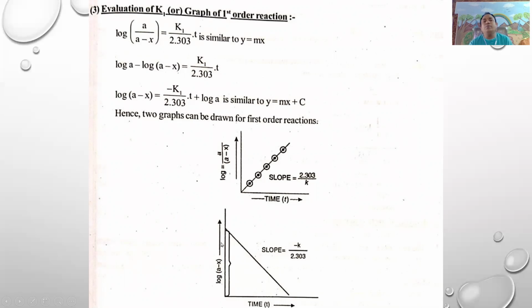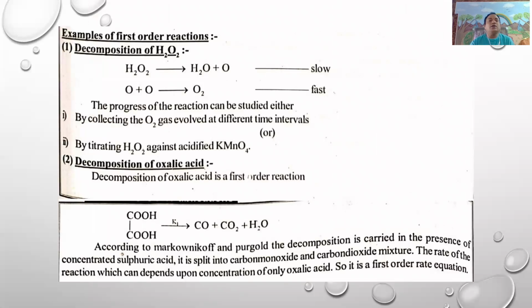While plotting the graph between the concentration of products versus time, as well as concentration of reactants versus time, we can evaluate the first order rate constant by graphical method. Next, here are the examples for first order reactions. The first example is the decomposition of hydrogen peroxide. Decomposition of hydrogen peroxide gives water and oxygen gas.